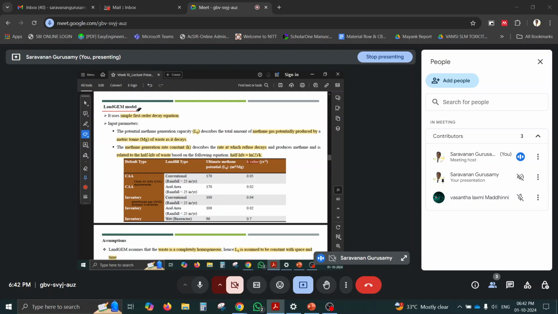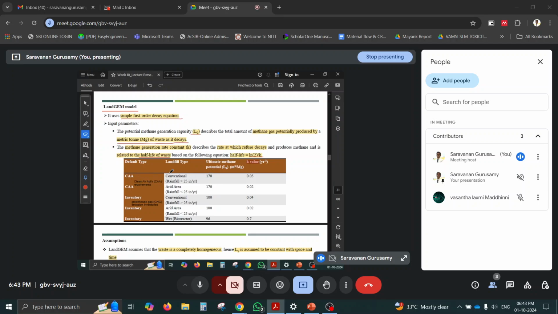Then the LandGem model. It follows a simple first order decay constant, as I mentioned. So it's based on the potential methane generation capacity, that is, the methane gas potential produced per metric ton of the waste as it decays. Again, it's based on the half-life of the waste. Okay, half-life equals ln 2 by k. So the half-life of the waste is like this. I will explain again separately with a problem, in the problem solving section, in an extra special class.